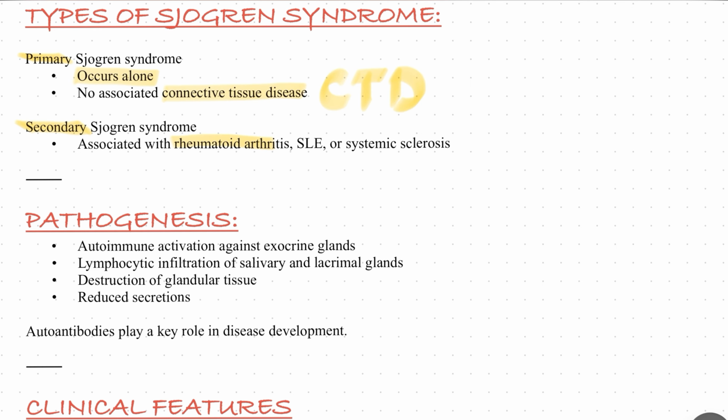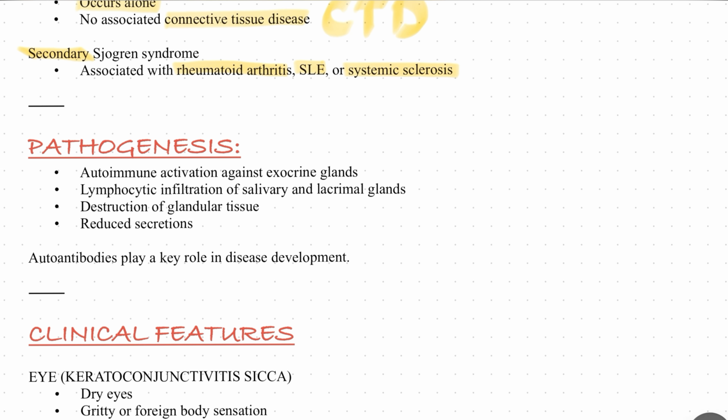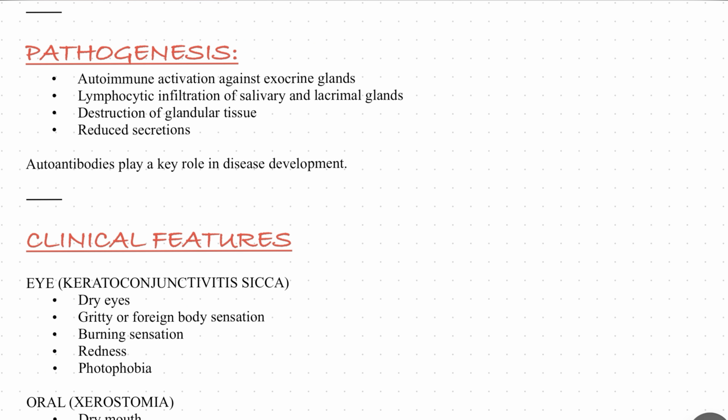So there are two types, primary and secondary. As I said, in primary it occurs alone. No associated connective tissue diseases will be seen. In further videos, we'll be saying connective tissue disorders as CTD. Let's make the topic simple so that you can remember better. Secondary is associated with other factors contributing, like rheumatoid arthritis, SLE, or systemic sclerosis. You can go and watch these videos. These are also very important topics which are available in this playlist.